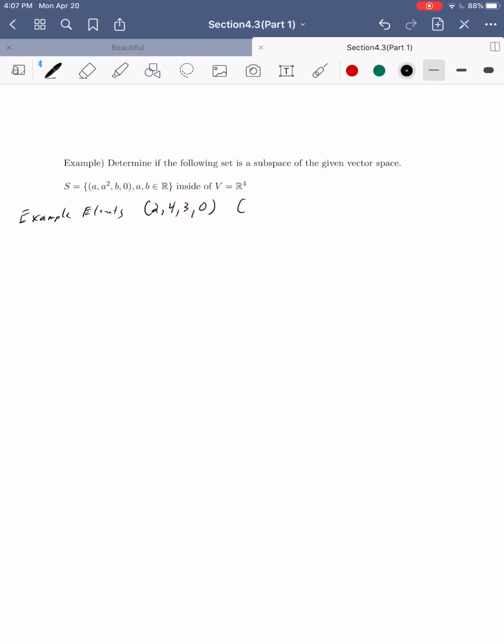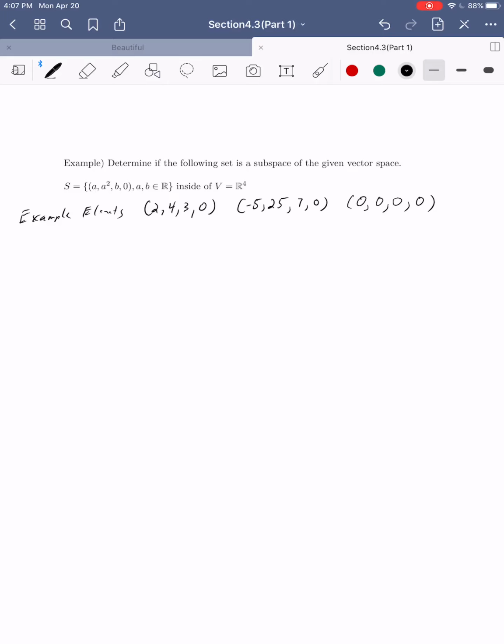You could have something like -5. Then this guy has to be 25. Then you can put anything you want for B. So maybe we put 7 and then 0. You could have something like A is 0, A squared then has to be 0, B could be 0, and then the last guy has to be 0.